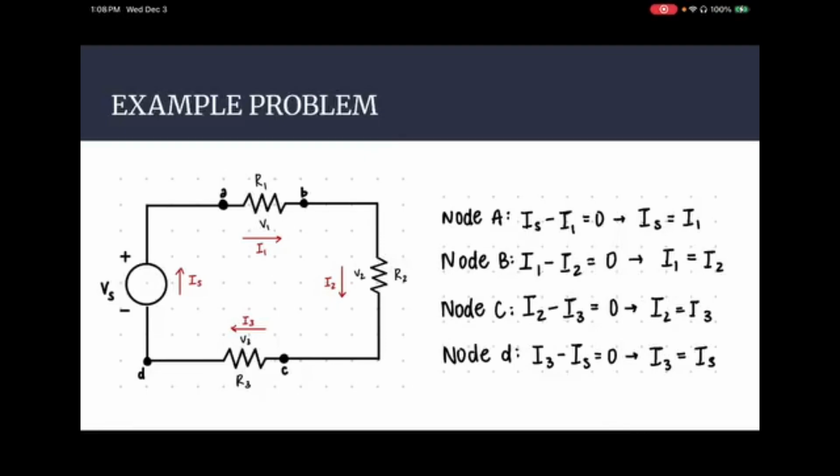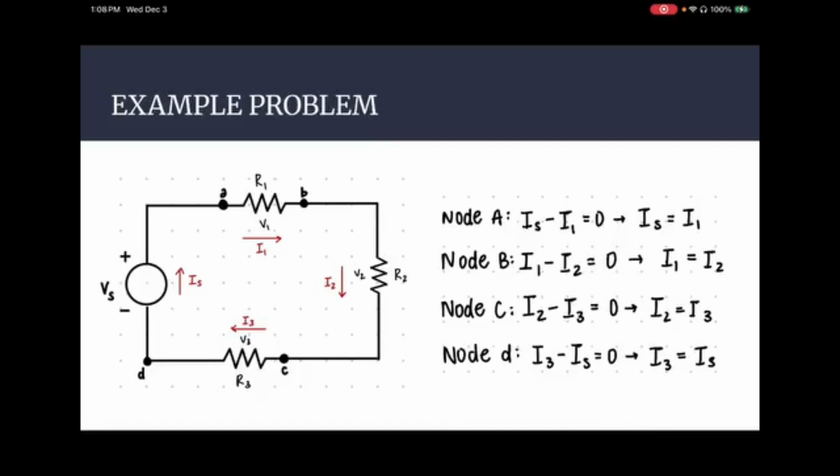To analyze current direction, I drew a clockwise loop where the current leaves the positive terminal of the source, goes up the left wire, through the resistors, and returns to the source at the negative terminal. Now, let's apply KCL at each node.